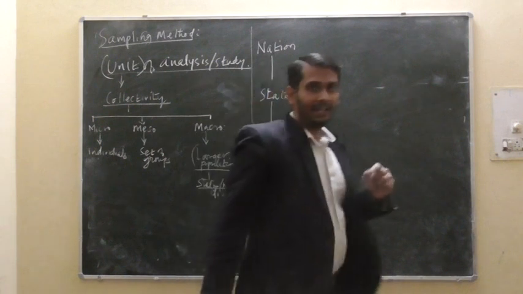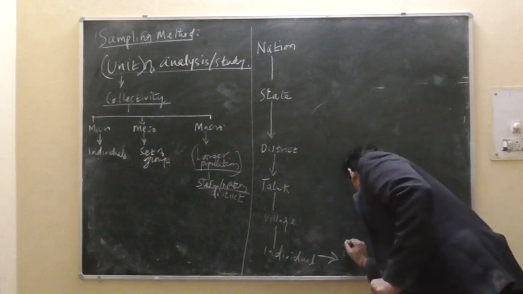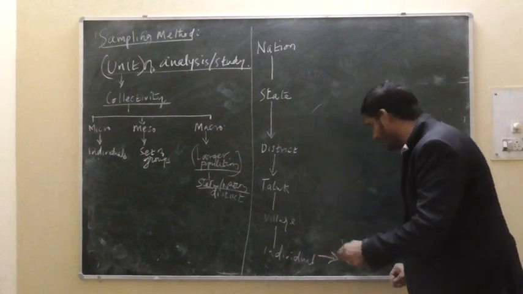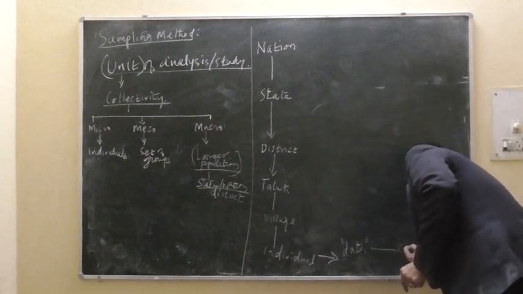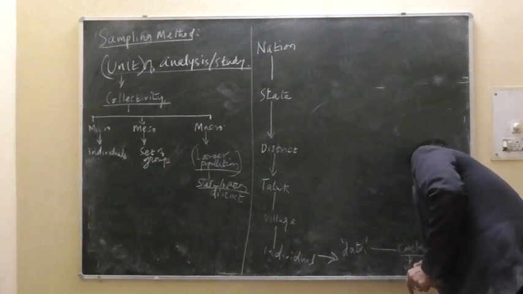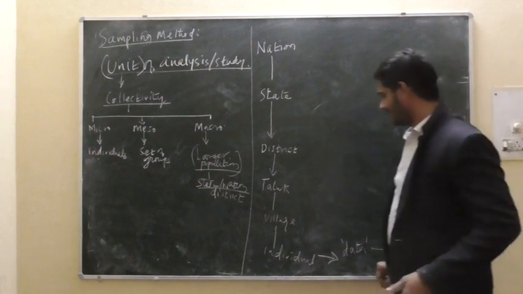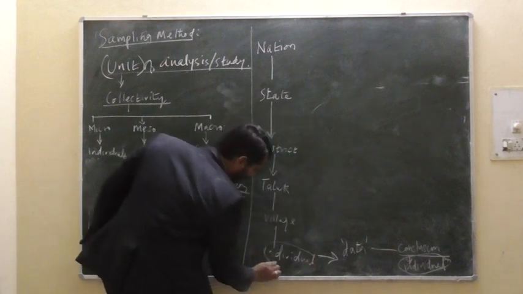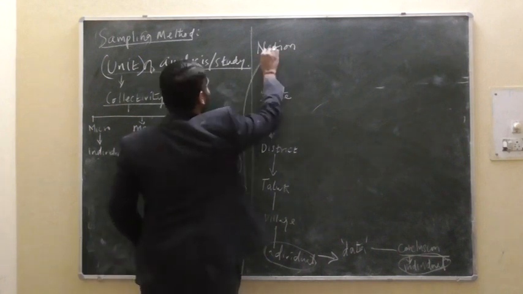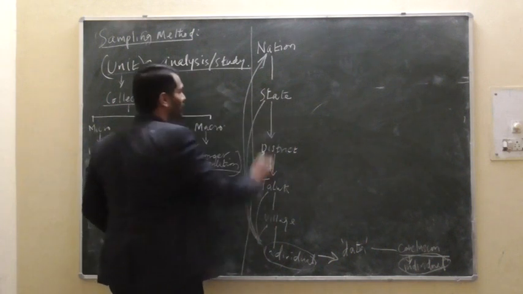Now, when you are collecting data about an individual, if the data is only with regard to the individual, then my conclusion would also be about the individual. For instance, by collecting individual information, I cannot generalize my data or conclude for the nation, or even for a village, taluk, district or state.